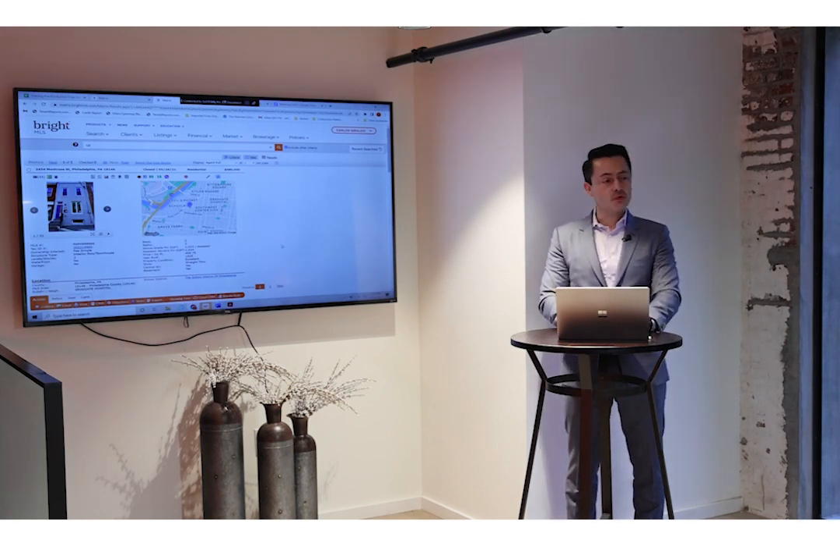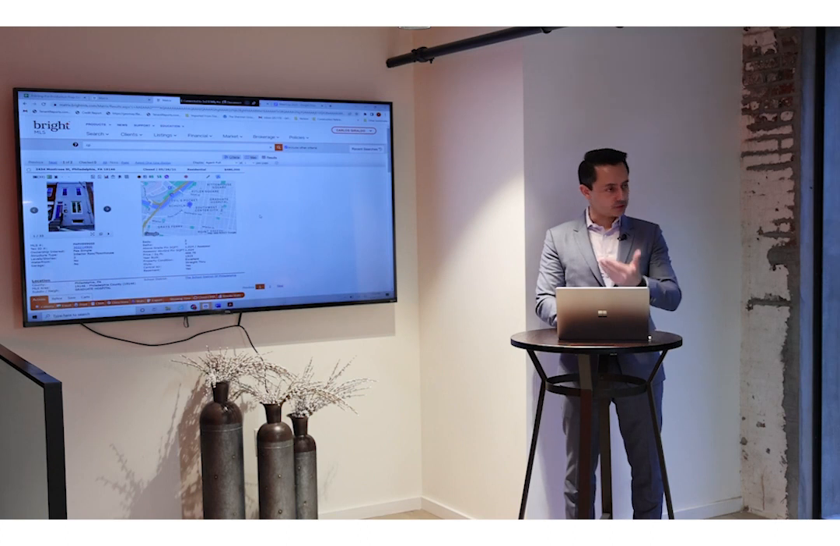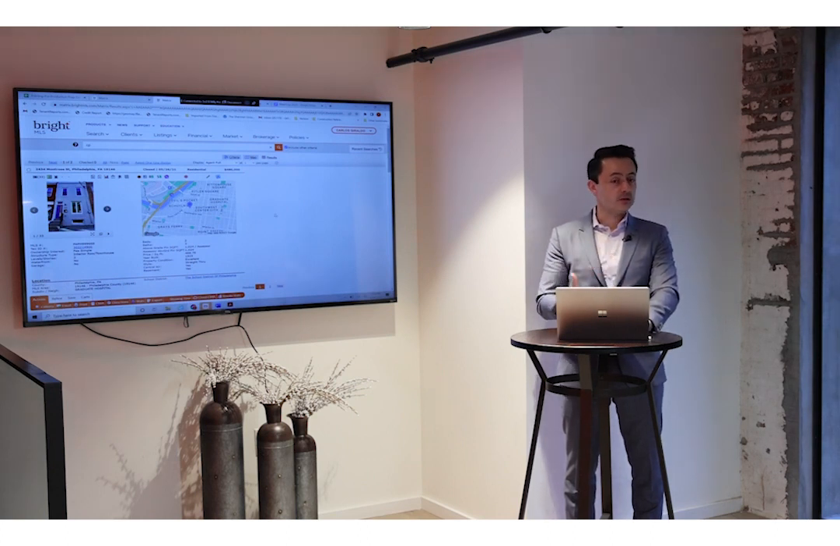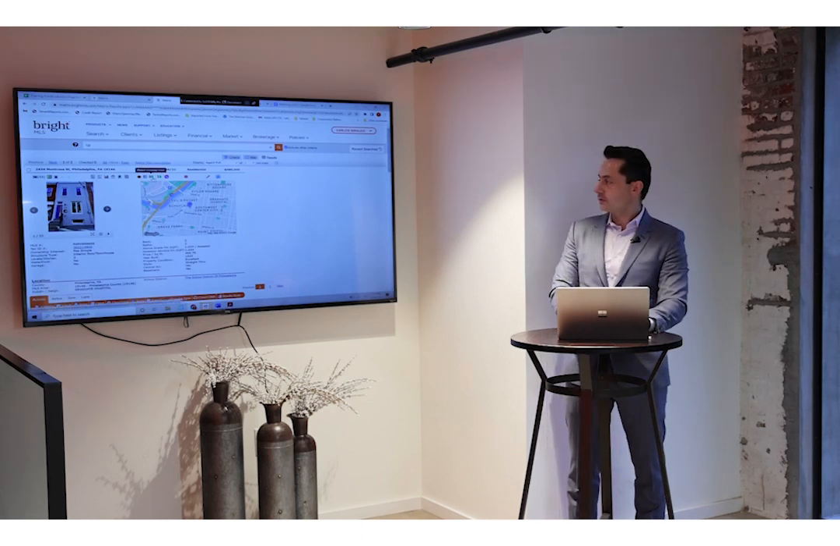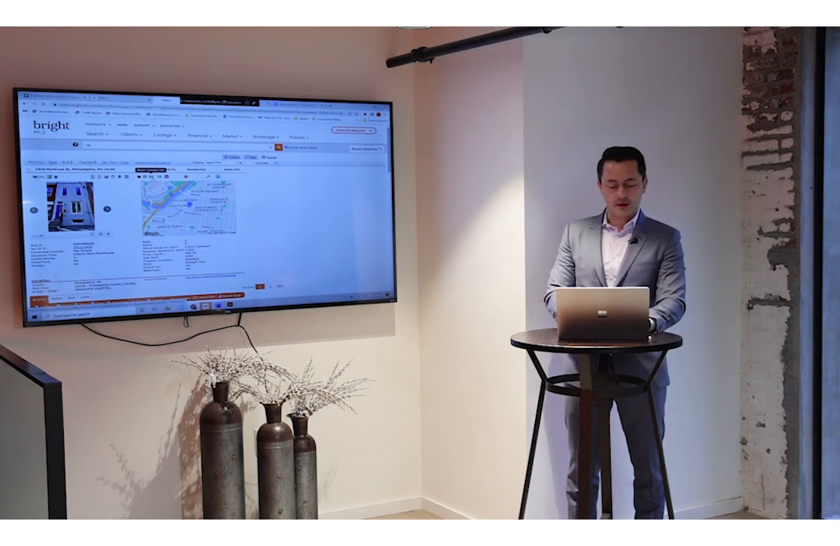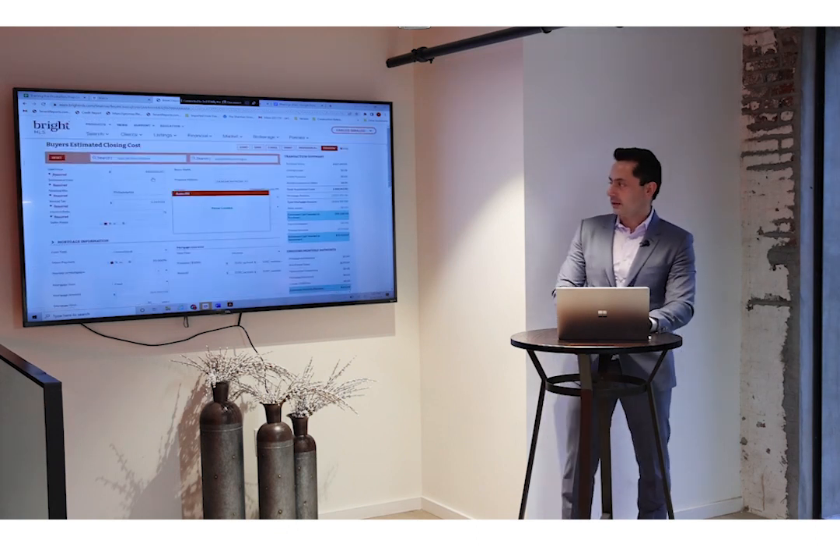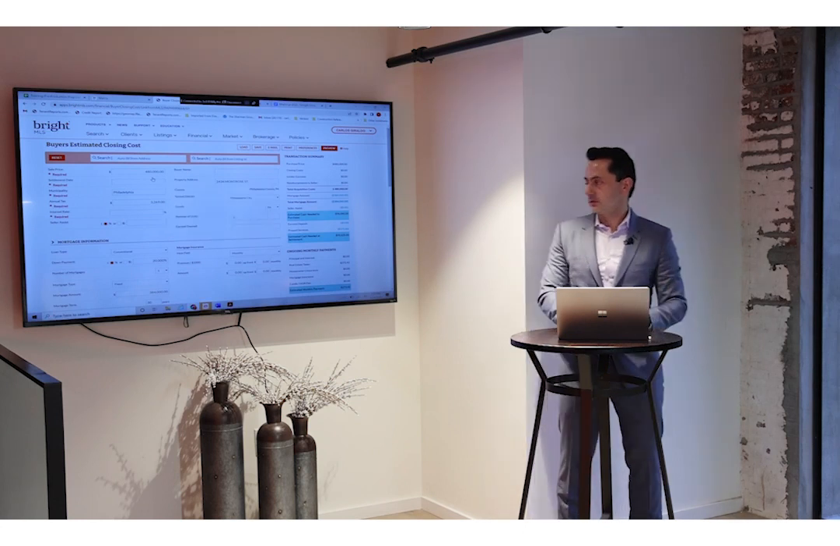So how do you prepare the buyer's estimated closing cost? You search the property that you're going to make the offer for, or the one that you're trying to calculate for your client. And then you go here where it says buyer estimated closing cost. Right here, you say buyer closing cost, the little B with the dollar sign. You click on there, and that takes you automatically to the buyer estimated closing cost.